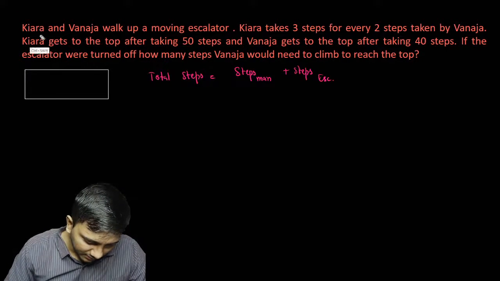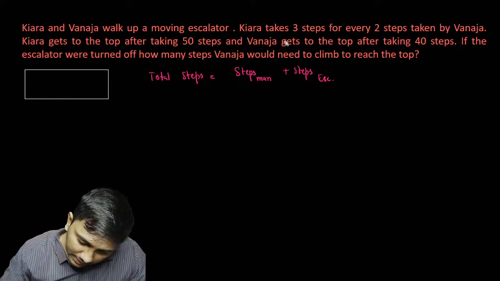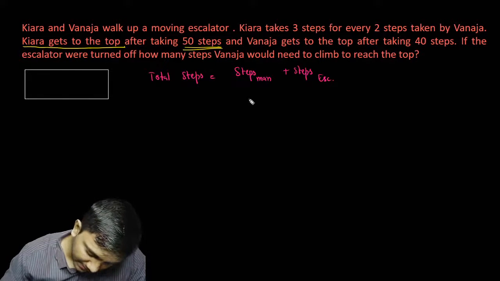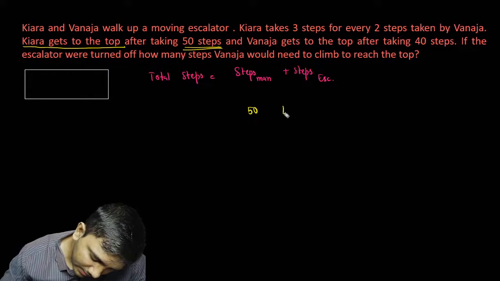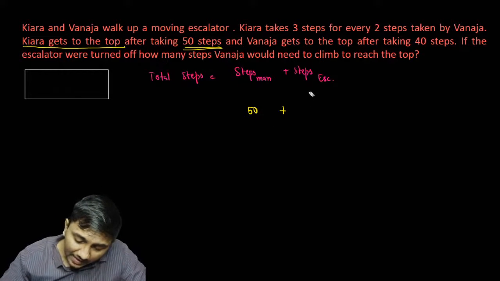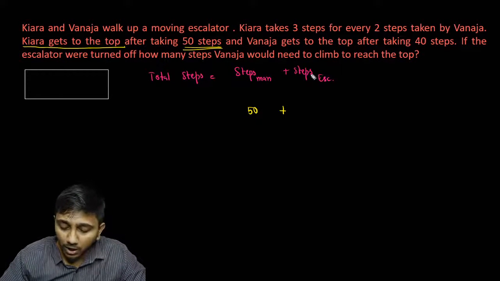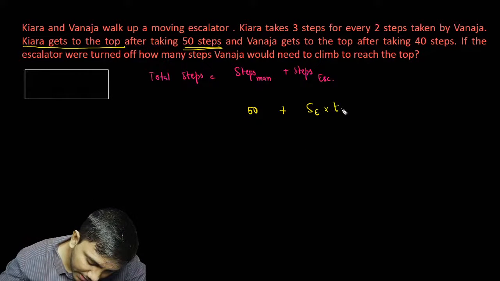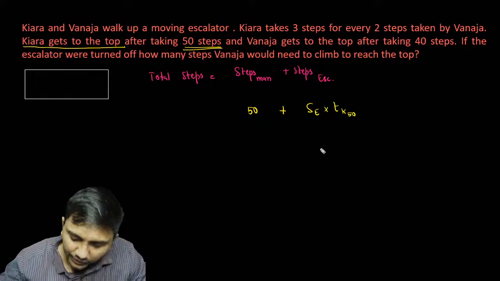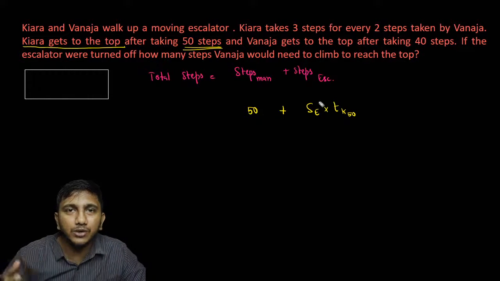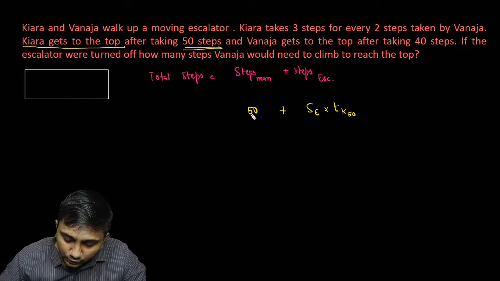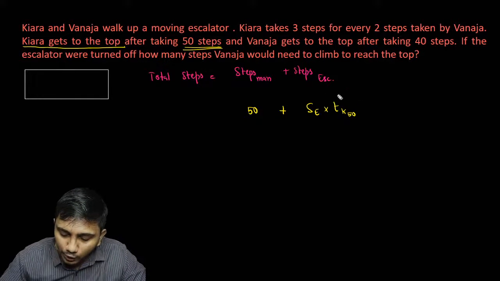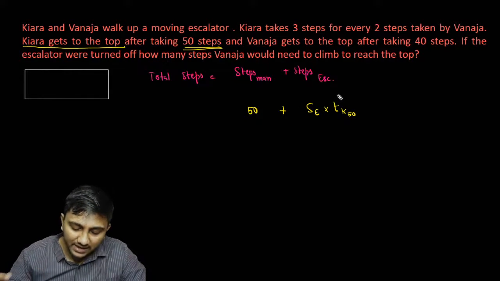Now, in Kiera's case, it is given Kiera gets to the top after taking 50 steps. So I can say in Kiera's case, 50 steps were taken by Kiera and some steps were taken by the escalator. So how am I going to get an expression for that? I'm going to take it as speed of escalator into time taken by Kiera for 50 steps. Okay, because for that duration only the escalator was also moving, right? So 50 plus speed of escalator into time taken for Kiera to take 50 steps. That will be the total number of steps that escalator would have covered in Kiera's case.